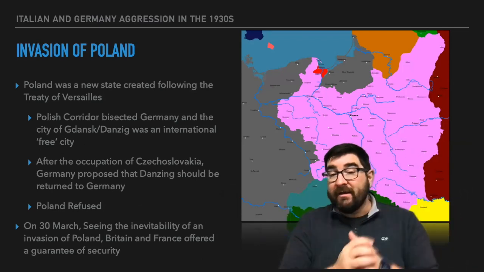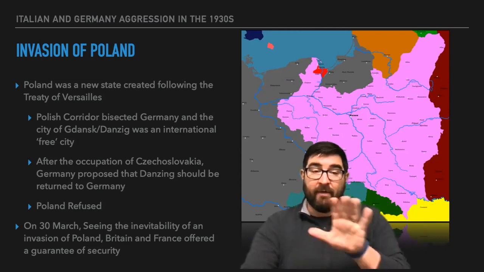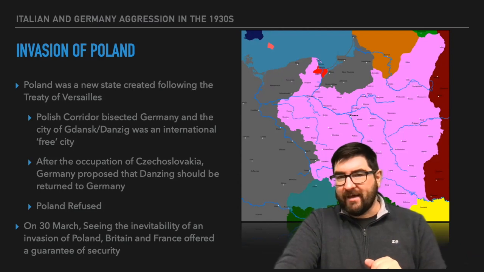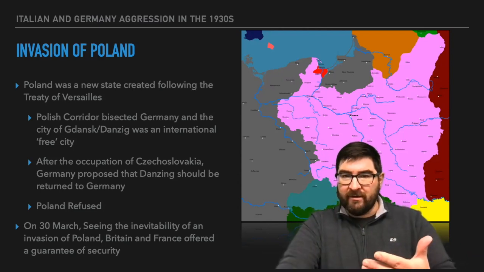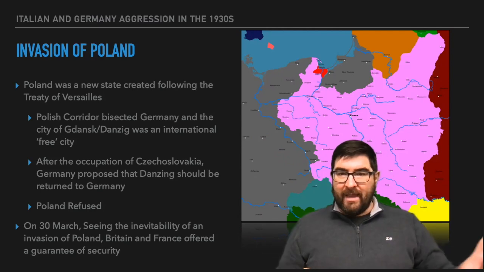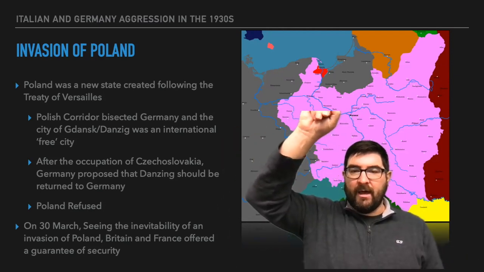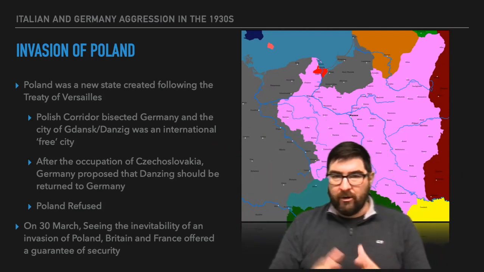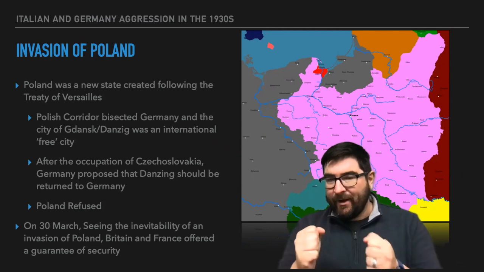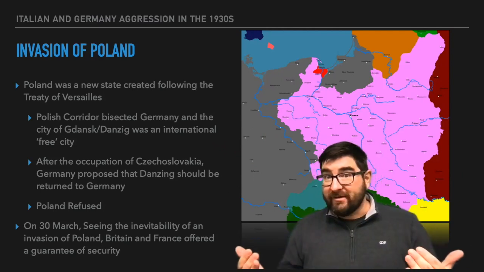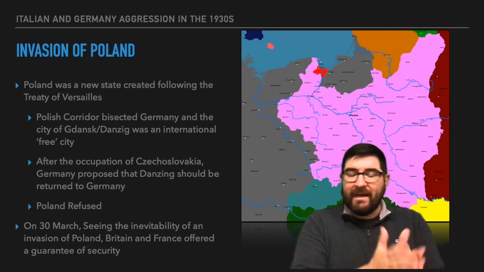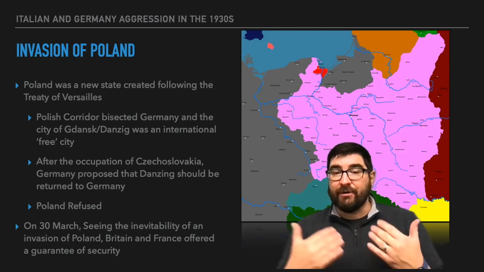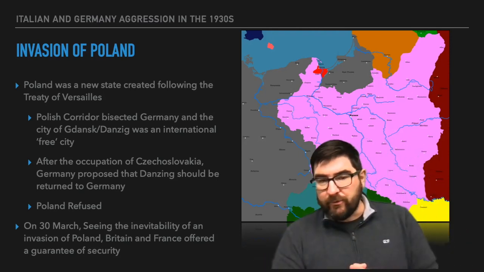in 1938. War is going to come though in 1939 with Adolf Hitler looking to Poland. Now, Poland was a new country created following the Treaty of Versailles. And with the creation of Poland, Germany was bisected. The main part of Germany was separated from East Prussia by the Polish Corridor, Poland's access to the sea. And Adolf Hitler knew that that was not a good situation for Germany to be bisected. And there were many Germans living within that Polish Corridor. He called for that area to be internationally recognized as a free city. Poland refused this.